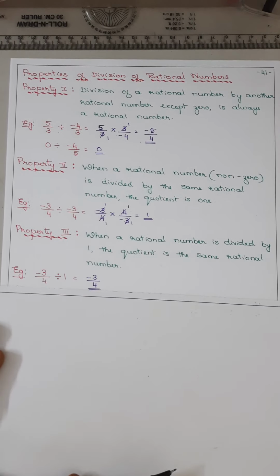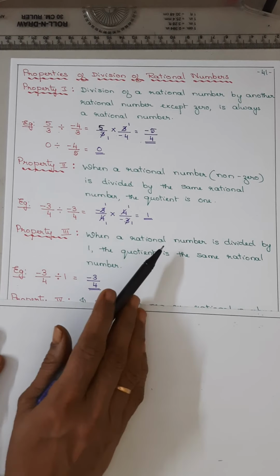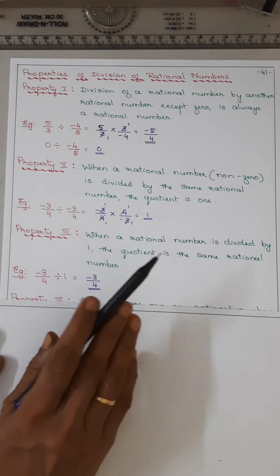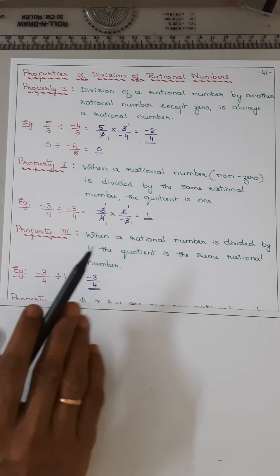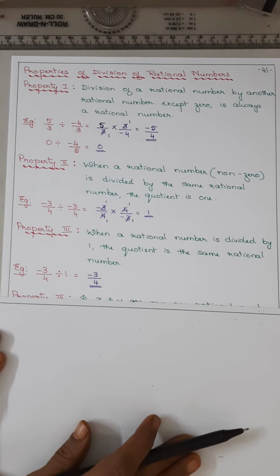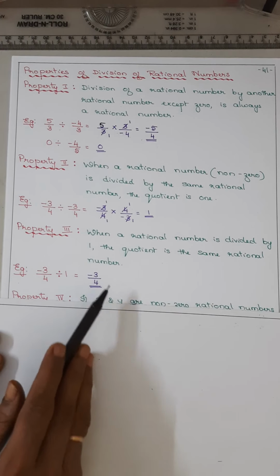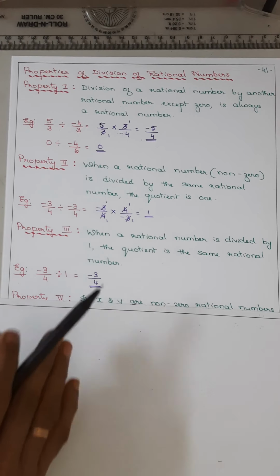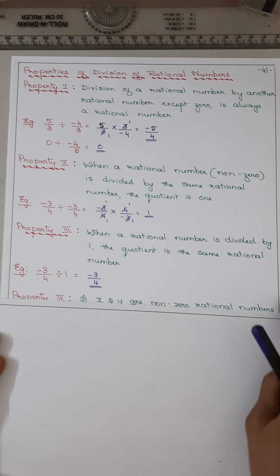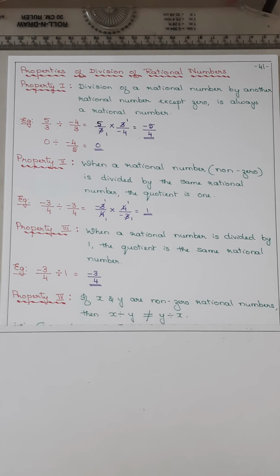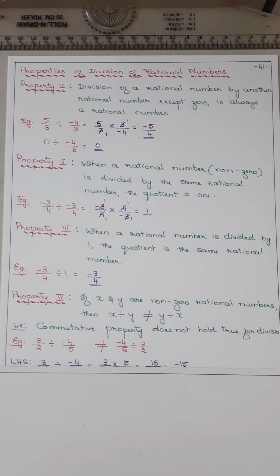Now the third property: when a rational number is divided by 1, the quotient is the same rational number. Yes or no? So minus 3 by 4 divided by 1 is equal to minus 3 by 4. So these two properties are already there for ordinary division, also for division of natural numbers and all, it is the same rule. Already you know. Now coming to property 4.